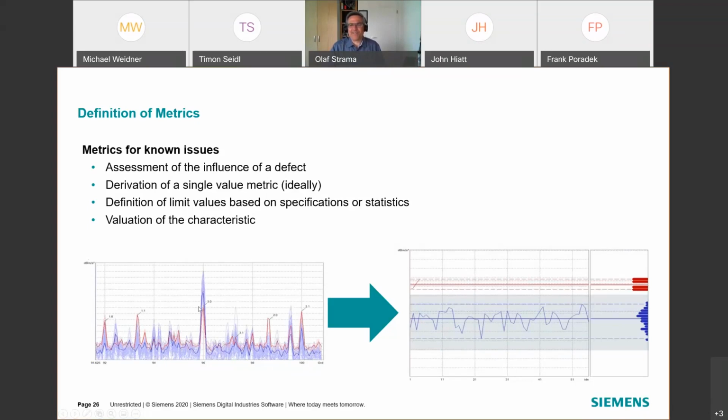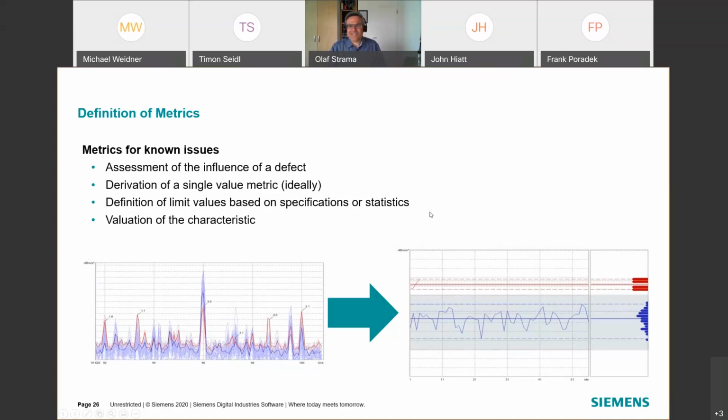In that case, it's only the relation between the level of the gear mesh line and the level of the sideband lines. If this ratio is high, then we know we have a lot of energy in the sideband lines, a lot of modulation. We have a bad condition of our gear tooth. If it's vice versa, we have a very good condition of our gear tooth. That can be expressed in such a metric.